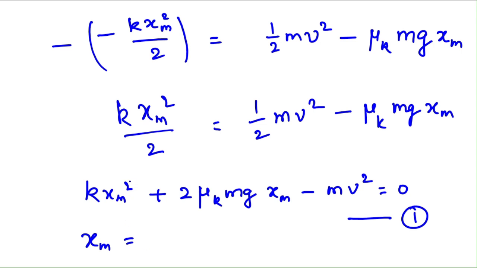You will get two, because here you have quadratic equations. So obviously you are going to get two different values for xm. So you have to choose the value wisely here.